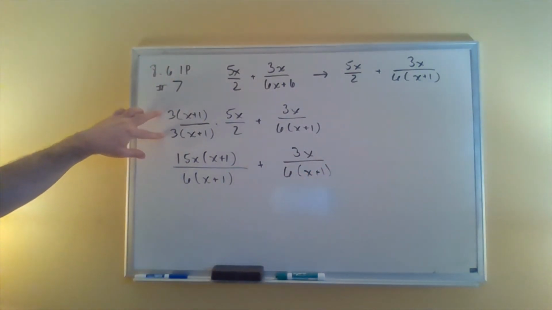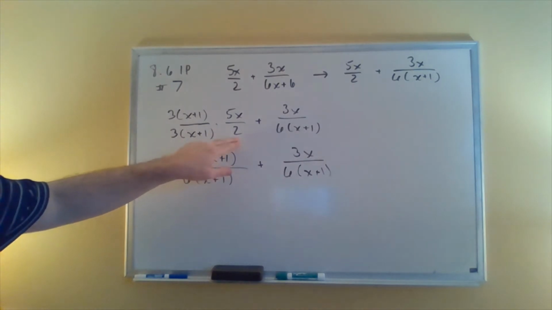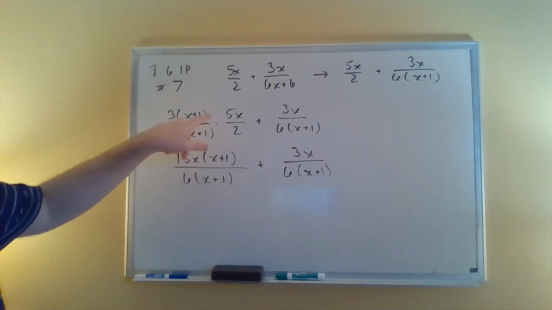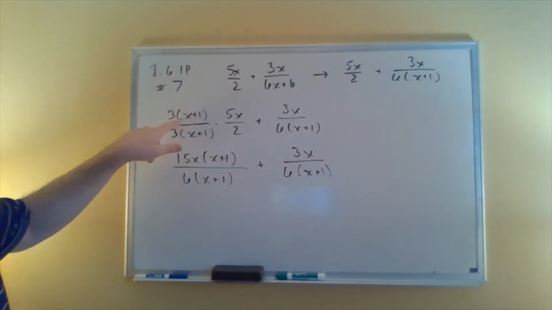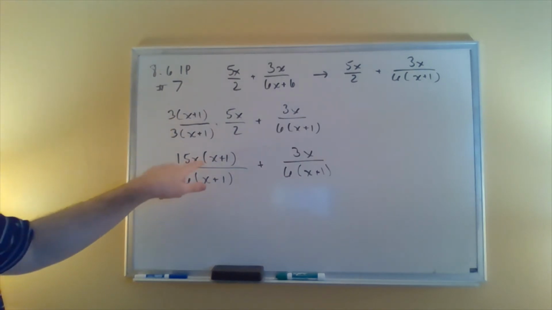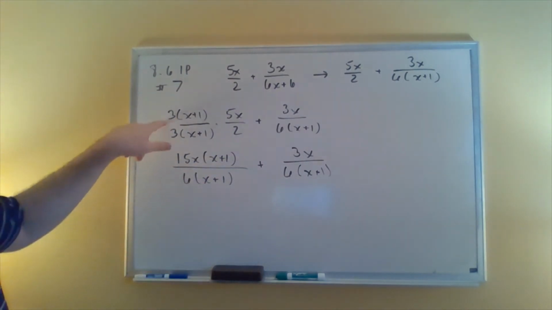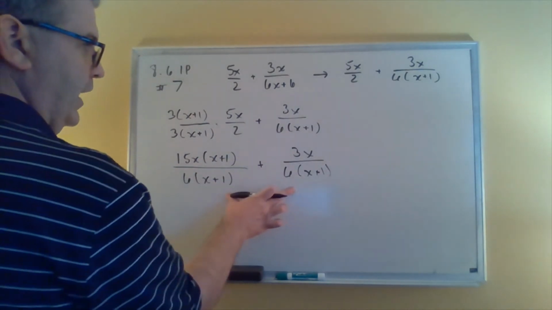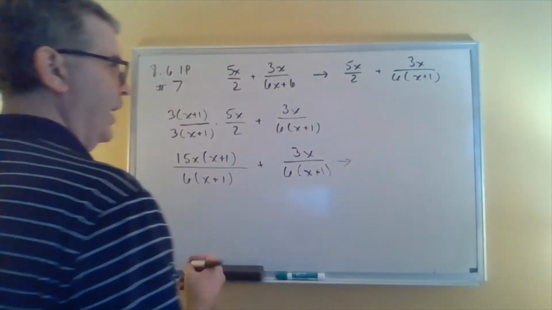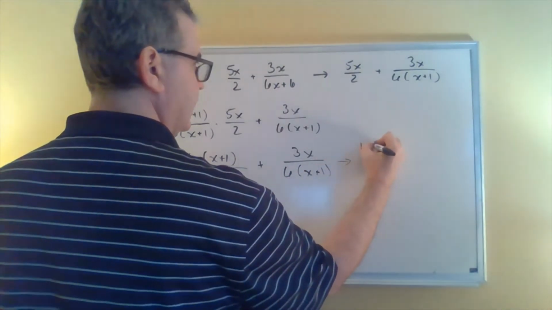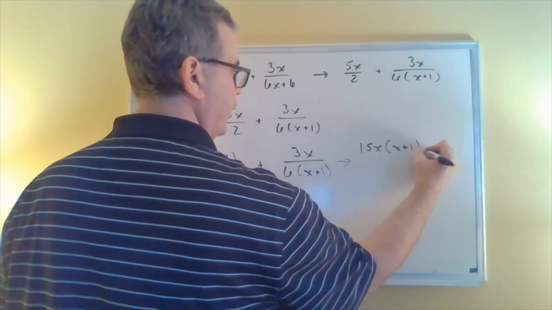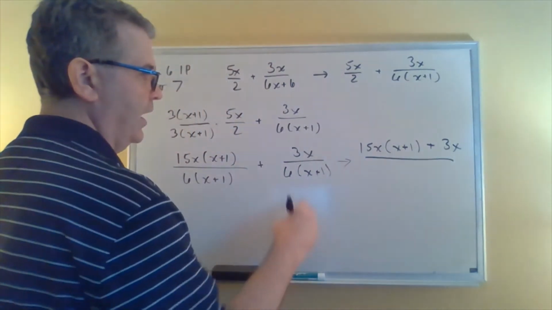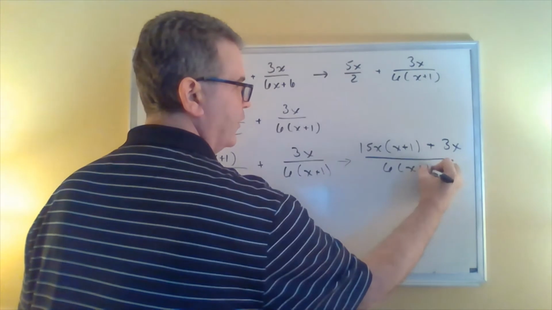So all I did here was just multiply my denominator of 2 times 3 times x plus 1. That got me 6 times x plus 1. Then I had to multiply my numerator of 5x also times 3 times x plus 1. That got me 15x times x plus 1. 3 times 5x is 15x. So you can see how that math worked out there. Now I've got my common denominator. So I combine my numerators. So I'm going to have 15x times x plus 1 plus 3x. That's combining my numerators. And I'm going to keep my common denominator of 6 times x plus 1.